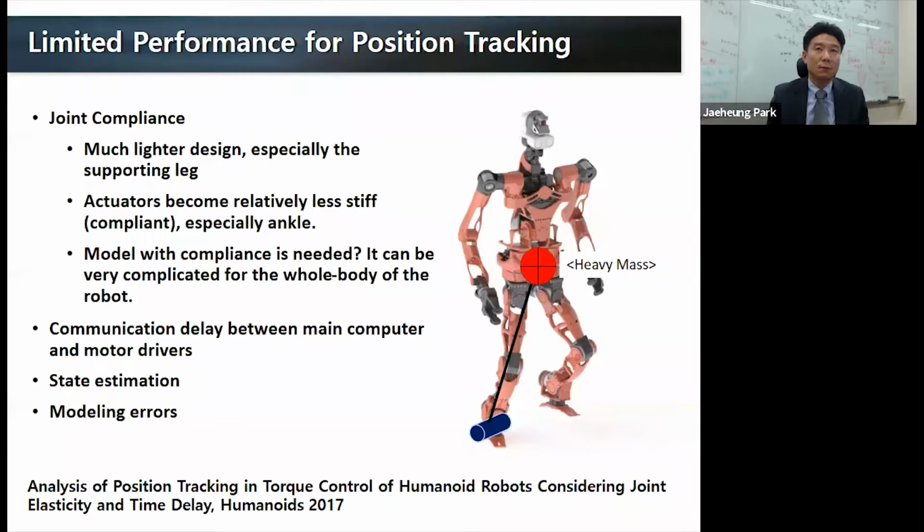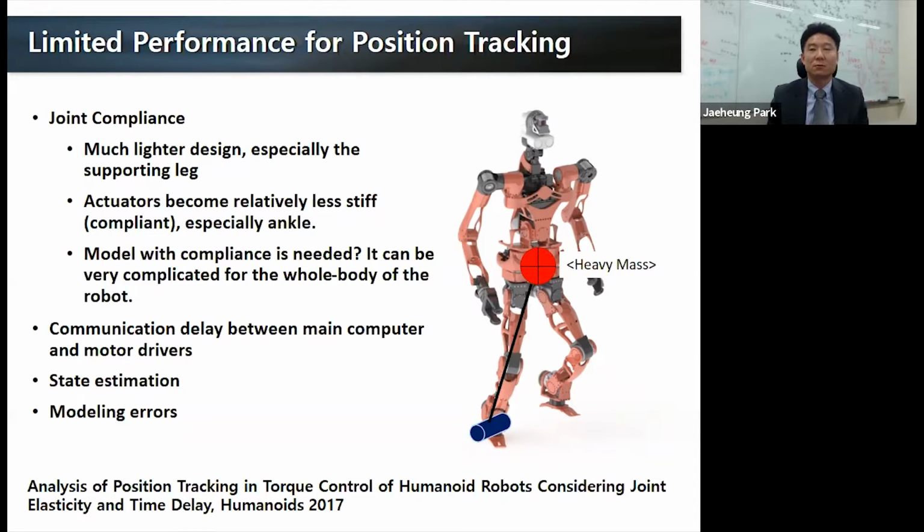However, we may want to have accurate position tracking performance for some other tasks. So for example, we may want to accurately control the position of feet or the COM. However, currently with our hardware and control framework, we cannot do it very well. So we are looking at this problem in various aspects: joint compliance, communication delay between main computer and motor drivers, state estimation, modeling errors. Maybe all these factors are linked together. However, we cannot attack all of them at once. So we are looking at joint compliance for now.